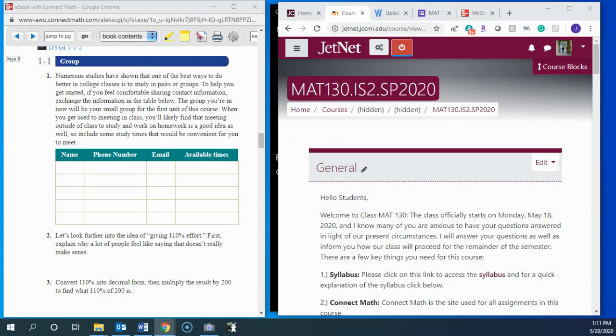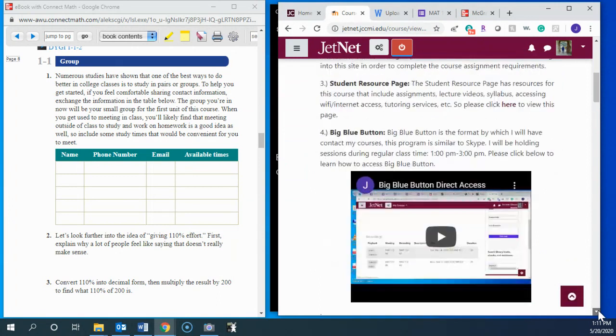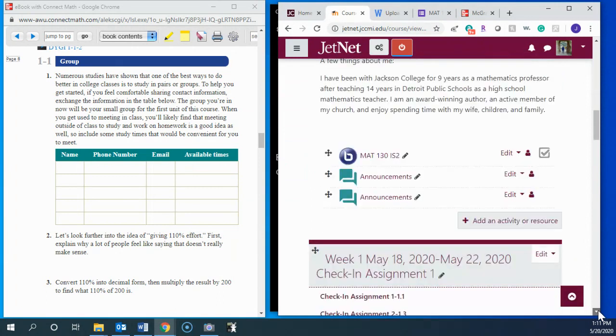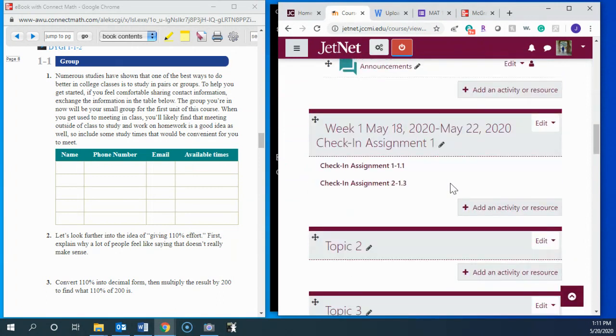Okay, class. Taking a look here, I want to go back to JetNet. This is in accordance with our first day of class. When you look at your JetNet site here and scroll down, I'm talking about mainly the check-in assignments. I went over the other stuff yesterday, but the check-in assignments, remember I told you it would be under the particular week. So I added in another check-in assignment. I put in the assignment and also the section number.